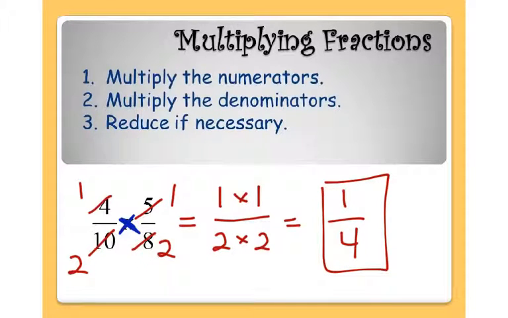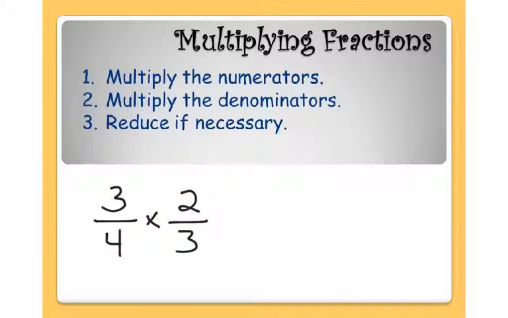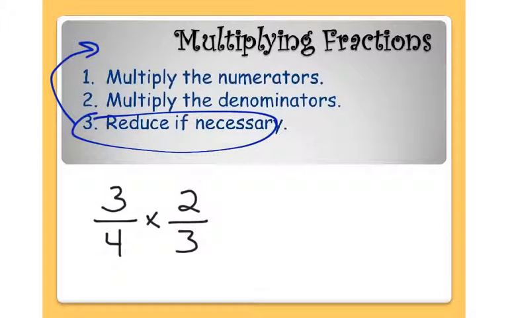Now that's the original answer that I got from multiplying those fractions, but I got it by doing something called cross-canceling or diagonal reducing. Let's try that again. Here's an example of 3/4 times 2/3, and I can't reduce my fractions ahead of time because they're already reduced. But I can try the strategy of cross-canceling or diagonal reducing.